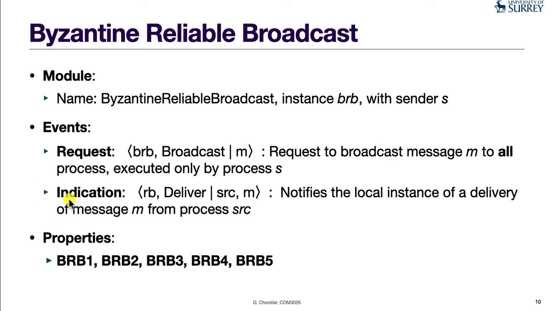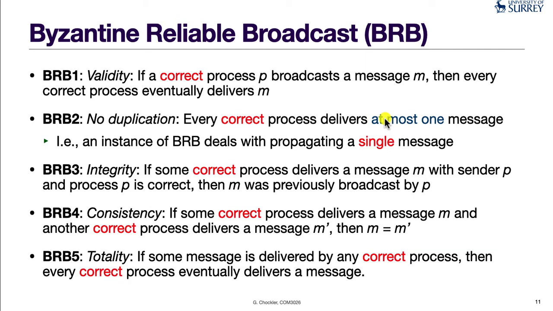The indication events are of the form deliver, and then message source and the message, and it notifies the local instance of a delivery of message from process SRC, which again in our case can only be equal to the sender S. So the properties of Byzantine reliable broadcast appear on the next slide, and those are referred to as BRB1 to BRB5. So the properties satisfied by Byzantine reliable broadcast, or BRB, appear on this slide.